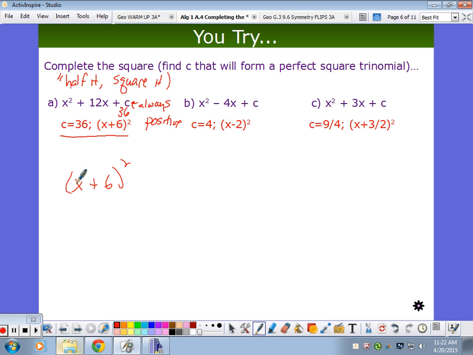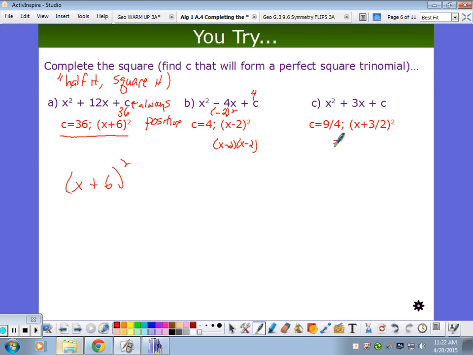All right, this one, negative 4, half of negative 4 is negative 2, and negative 2 squared is positive 4. Always going to be positive. C will always be positive. This becomes x minus 2 squared. Here's that minus 2. It goes right there. If you multiply out x minus 2 squared, you get that. So you're factoring.